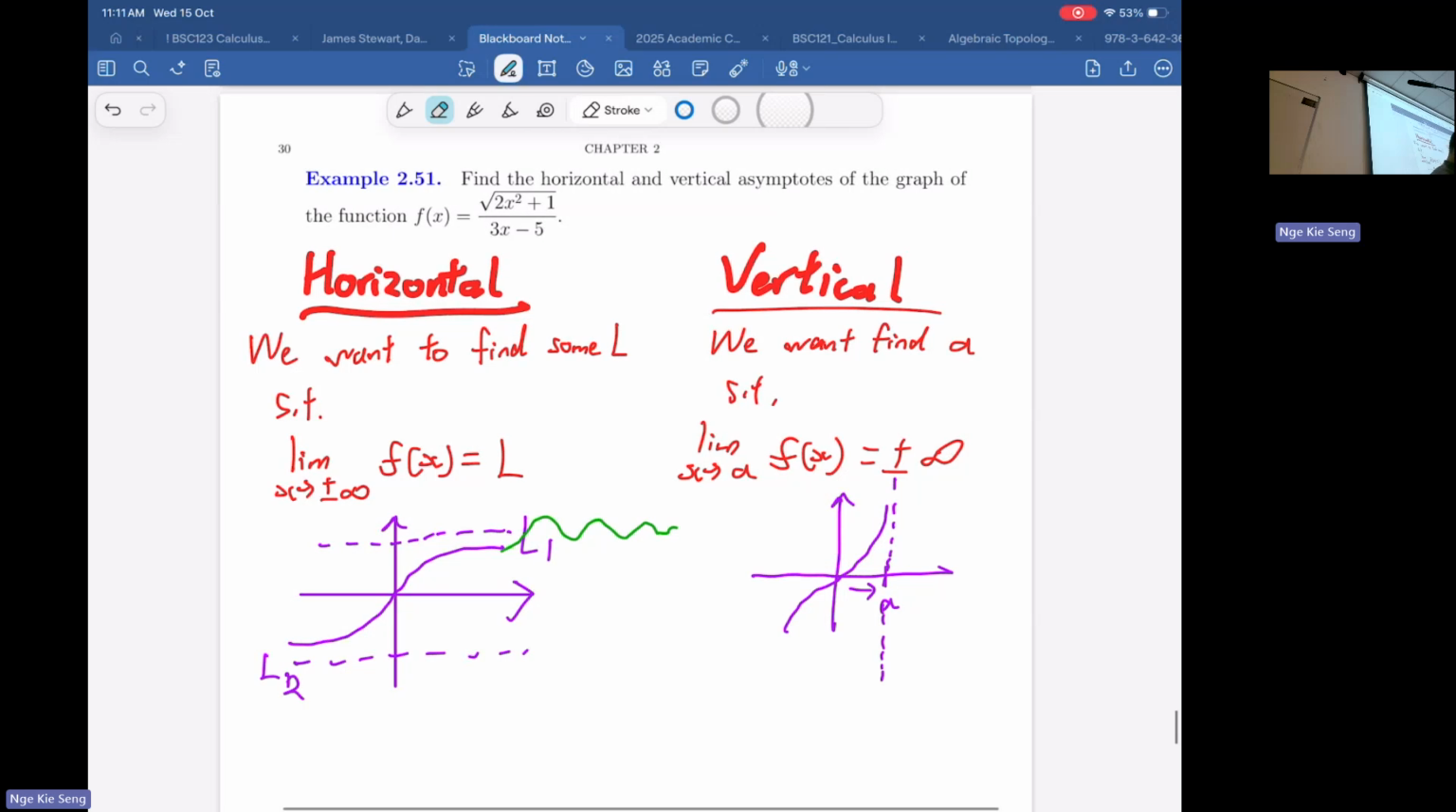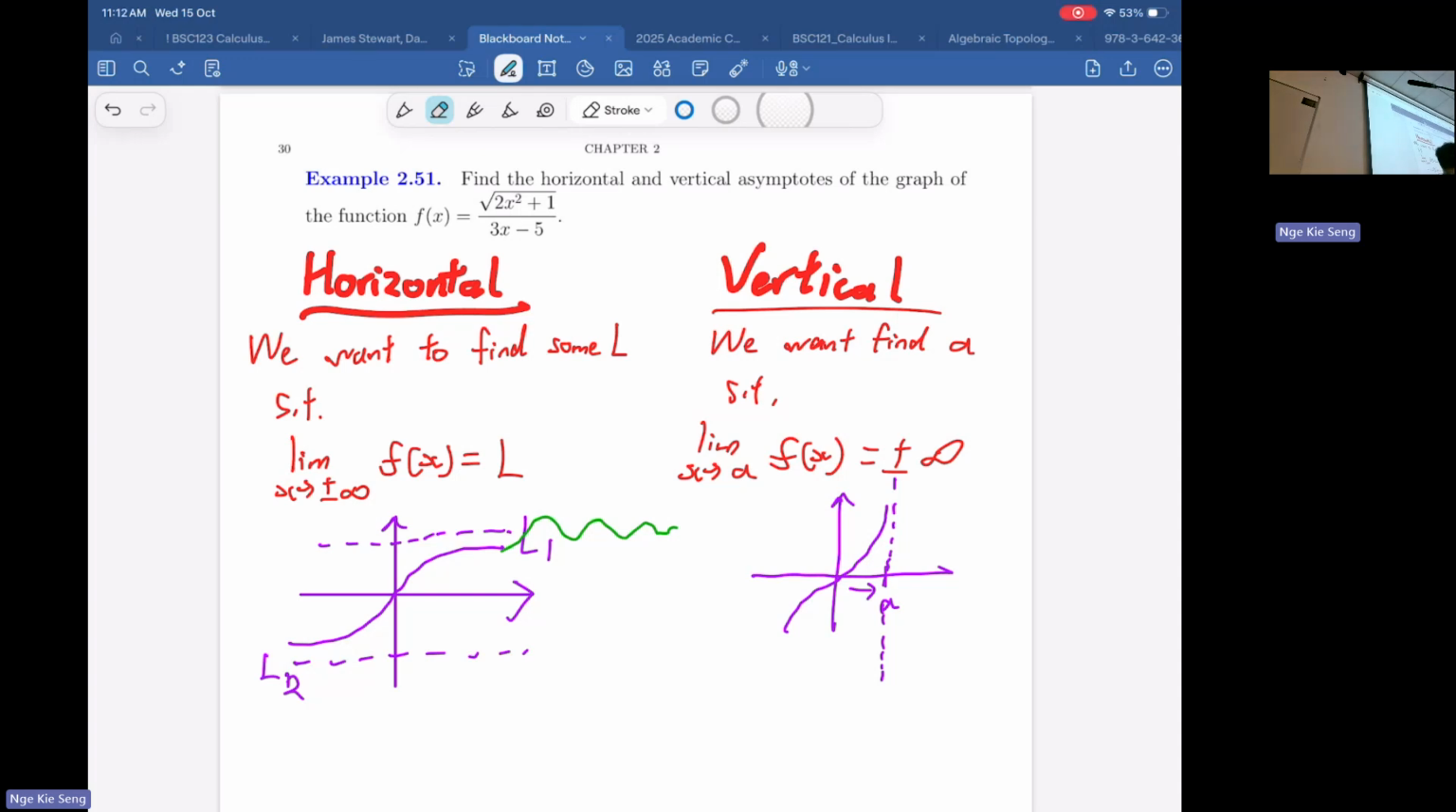Any idea on how to solve these two? Maybe the horizontal one is easier first, because we just did it, so maybe the memory is still fresh. If you just straight away substitute, the stupid way, what do you get? Again, you get infinity over infinity. Anyone want to use L'Hopital's rule? Please don't. I haven't taught derivatives yet. No L'Hopital's rule yet.